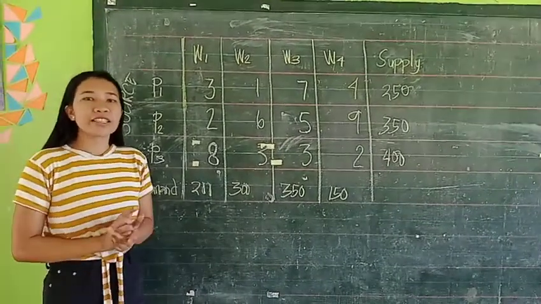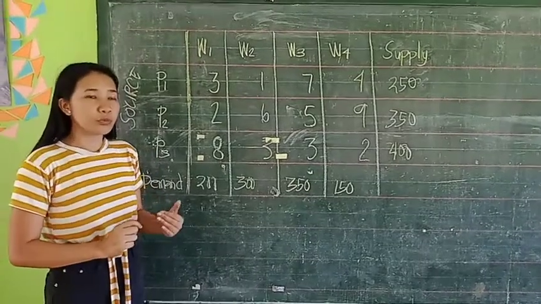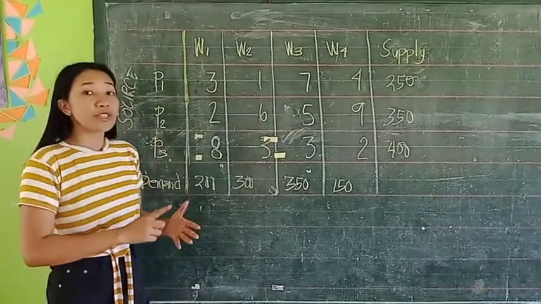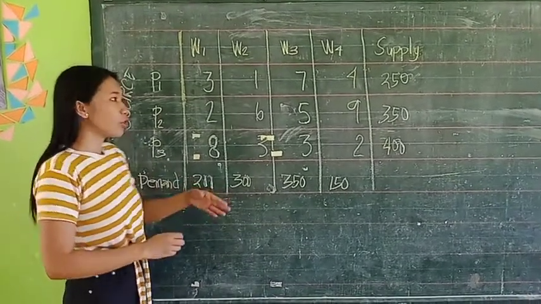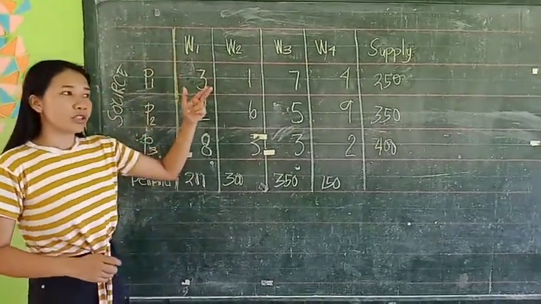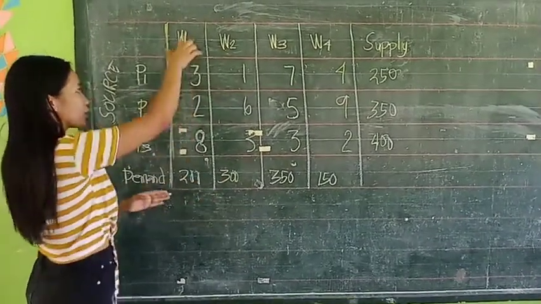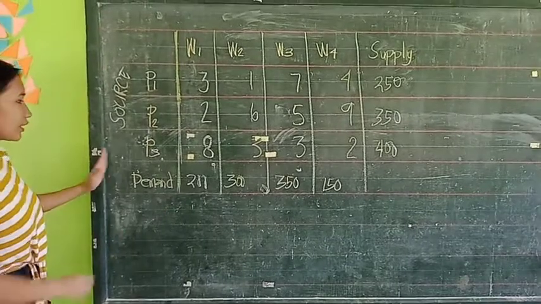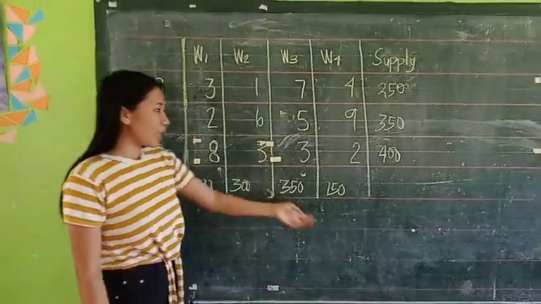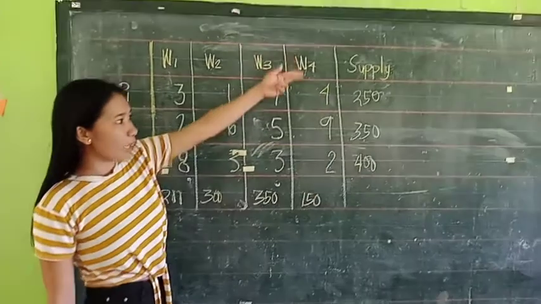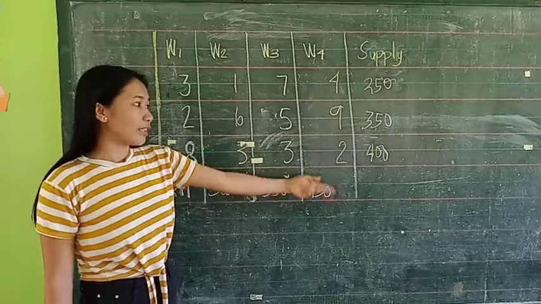To find the initial basic feasible solution, we need to first solve using the northwest corner method. In the northwest corner method, we need to find the northwest number. Here is the source, the demand, which is 200, 300, 350, and 150. And our supply will be 250, 350, and 400.